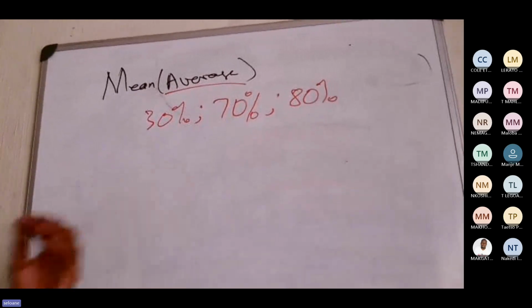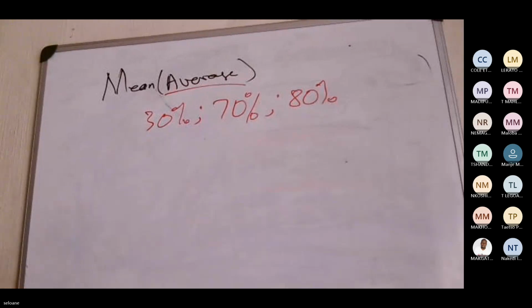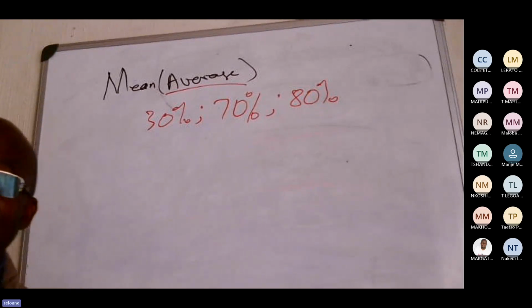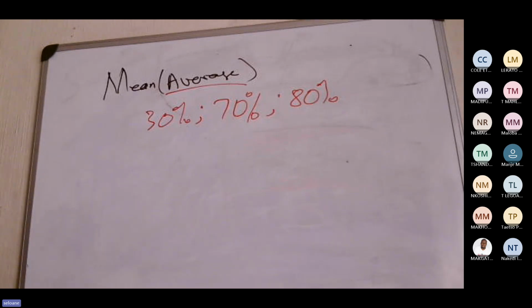What will be the average here? 60%. Anybody? What will be the average of this? 60%, sir. Is it 80? 60. Okay, now you have changed. Yeah, 60 is right. Second time you got it right.